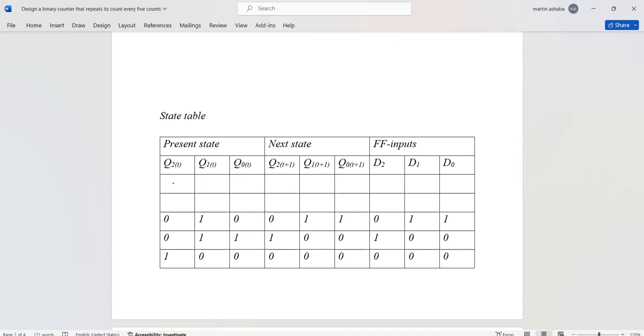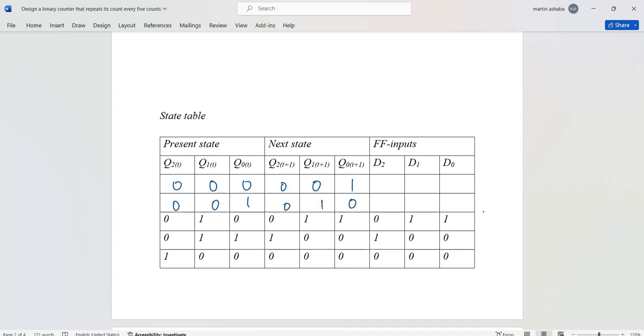So if we have the present state as 0, 0, 0, then our next state obviously is going to be, we remember we are transitioning from 0 and we are going to 1. So our next state is going to be 0, 0, 1. So if here the present state is 0, 0, 1, our next state obviously is going to be transitioning to state number 2. So that means our next state is 0, 1, 0.